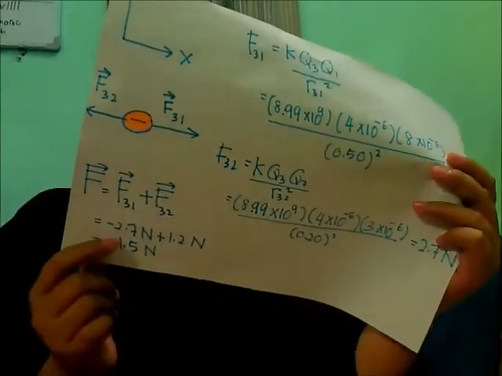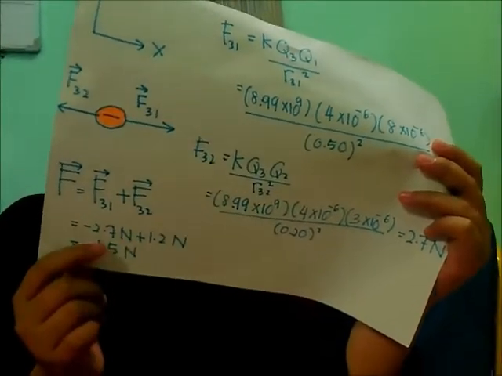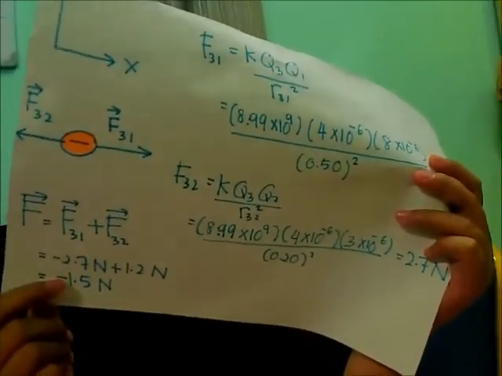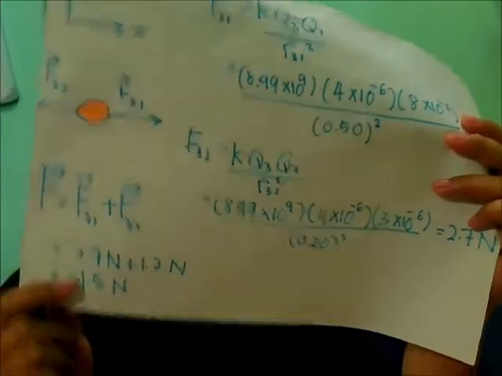So the answer is negative 1.5 Newtons, pointing to the left, because the negative sign indicates the force is directed to the left. Okay, that's all from me. I hope you enjoyed listening to this video, and hope it could help you in your studies.